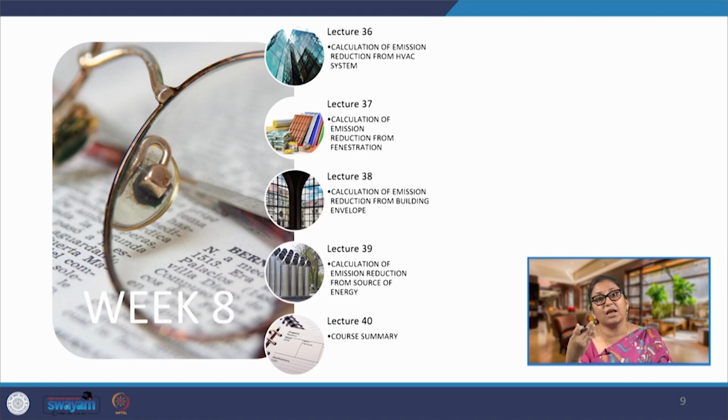And in the last week, we tried to present some very brief examples of how we can calculate the reduction in emissions through the strategy that we have selected for HVAC, for fenestration, building envelope and the source of energy. This is the overall course that you have gone through in the last 8 weeks.